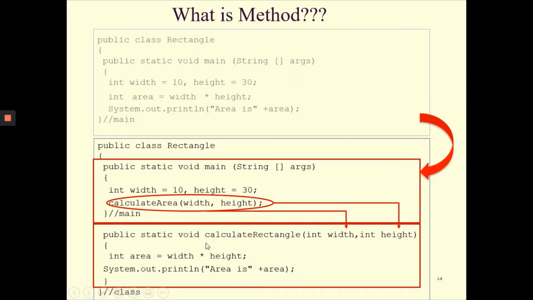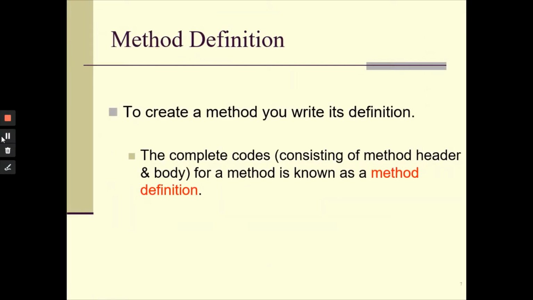So we will learn about this more. But for now, you just understand that when we use methods, we are actually separating the code into small chunks, parts of your code, by using the method. Okay, to create a method, you have to write the definition of the method. When we say method definition, it consists of the method header and body.